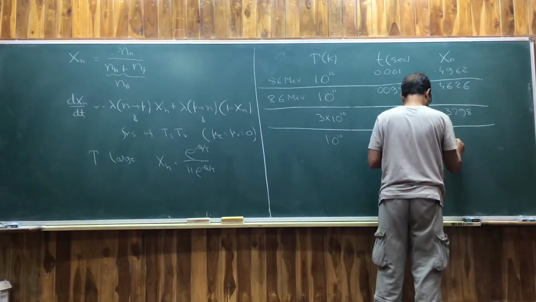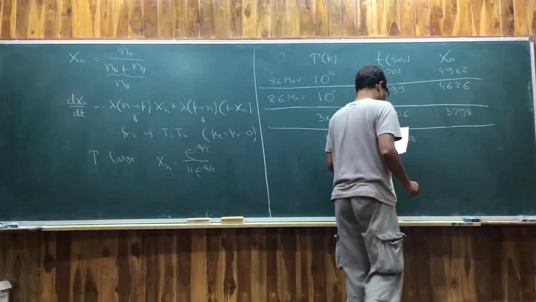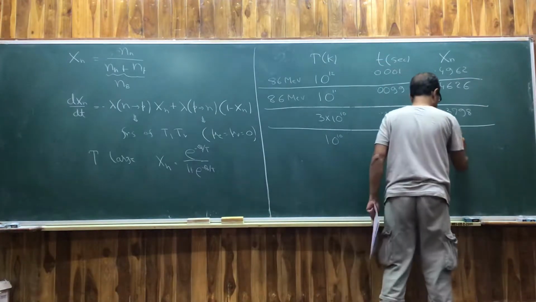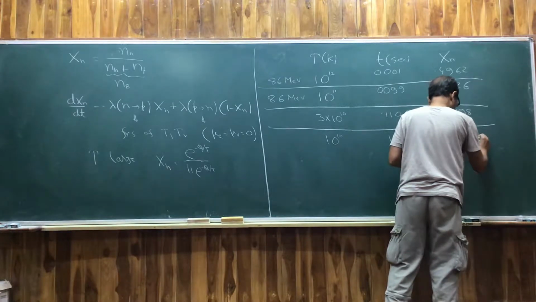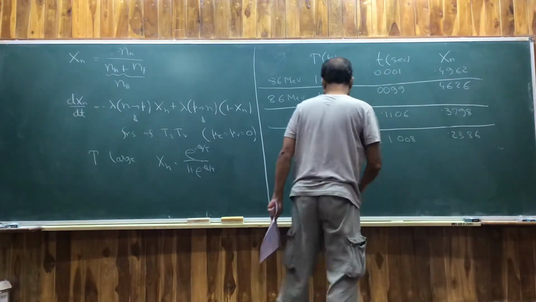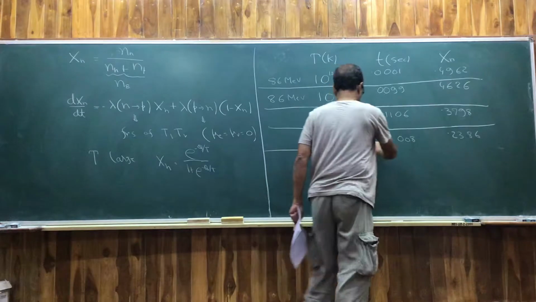Now I am of course not making any attempt to put any error bars. This is just what you get by direct calculation, but there are of course various error bars that you have to worry about.